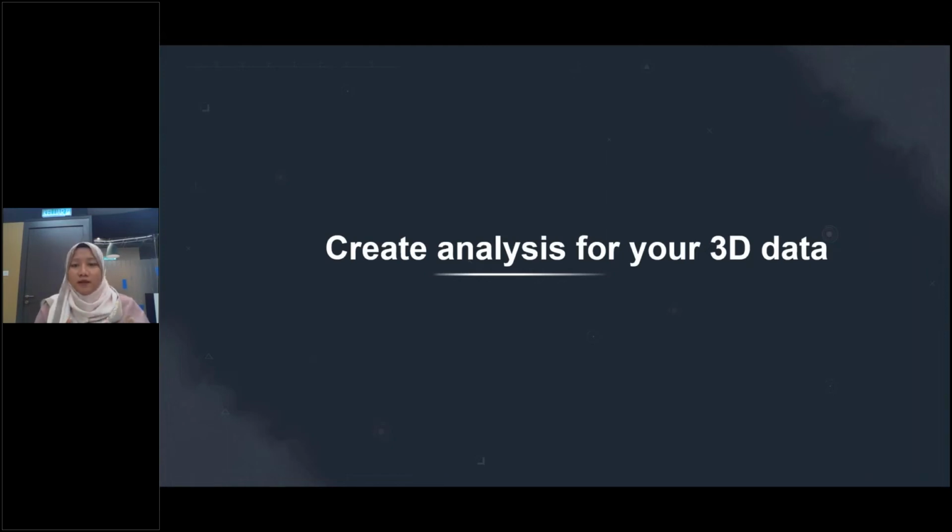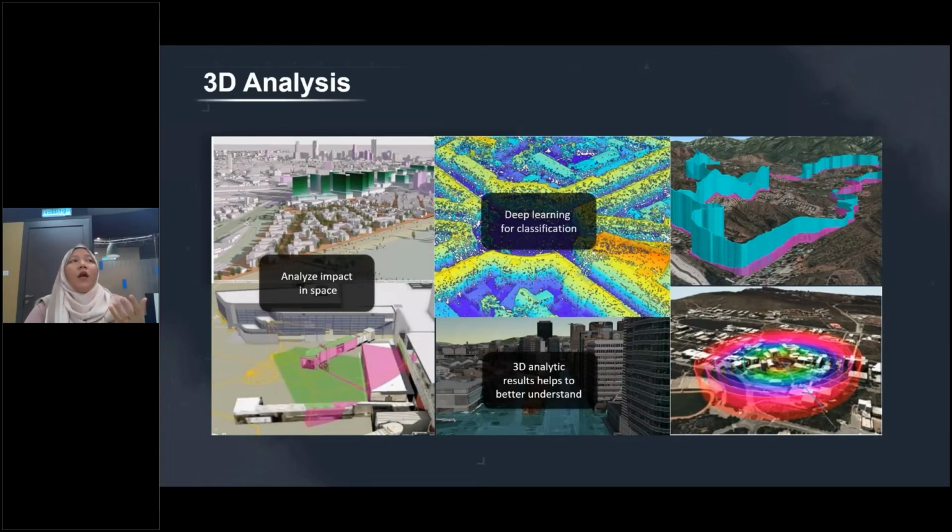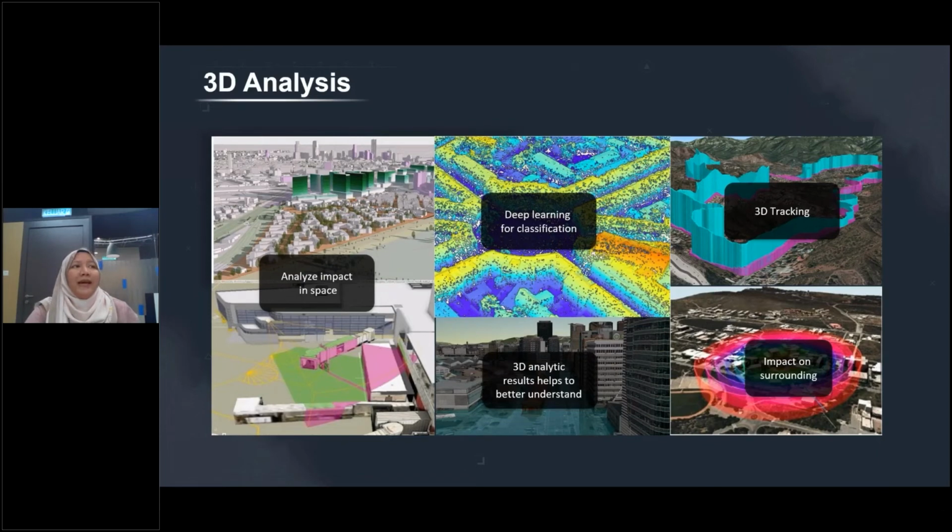So after that, the next step is to create analysis, right? Okay, so you don't want to only visualize your data if you have the data. You need to have the output of your data, so by creating the analysis. Inside our ArcGIS Pro, analysis helps you to analyze impact in space. Okay, if you want to see the visibility, right?